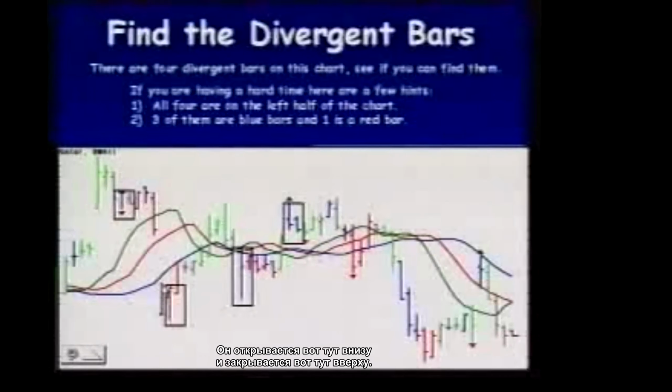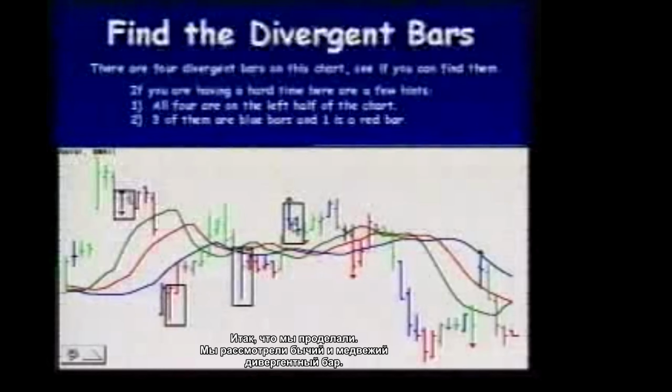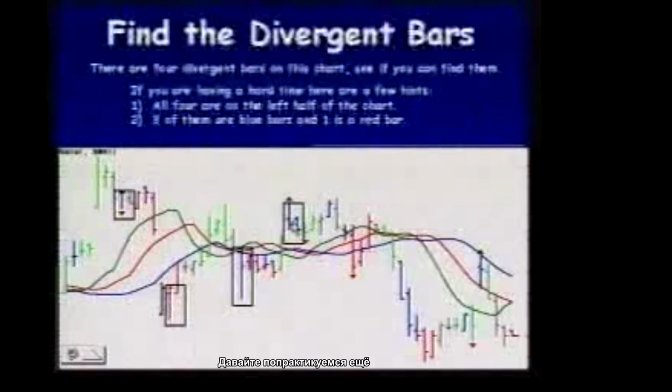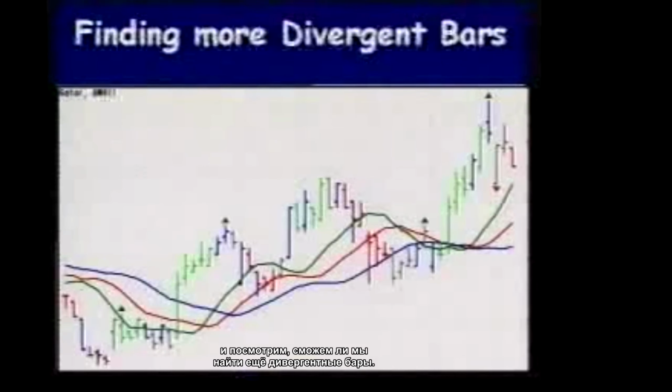Then it comes back and we have another bullish divergent bar, lower high, lower low, close in the top half. And then we come up and we have a bearish divergent bar, and it is a squat bar. So that's pretty important. And you can see what the market has done after that. So what we're doing now is we've looked at the bullish and bearish divergent bar, and let's take a little bit more practice. Let's see if we can find some more.